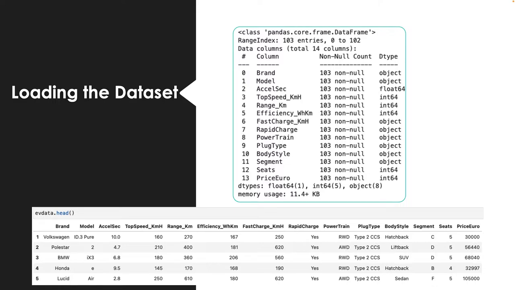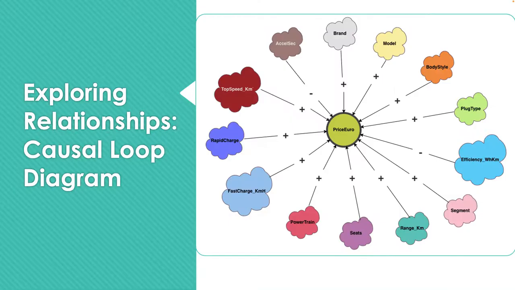So a couple that I had to look up the meaning for are efficiency, which is essentially saying the number of watt hours that it takes to move the vehicle 1 kilometer, and fast charge is the number of kilometers the vehicle can travel after an hour of charging, and rapid charge is a Boolean field, so if it's yes, then fast charge will be populated. If rapid charge is no, then fast charge will not be populated. And segment is another way to look at body style in terms of classifying how large the vehicle is.